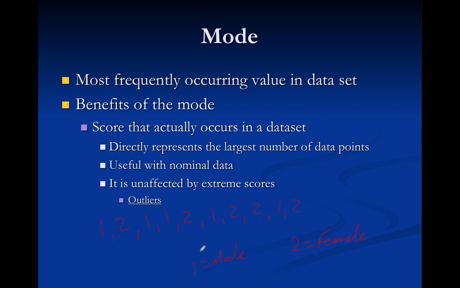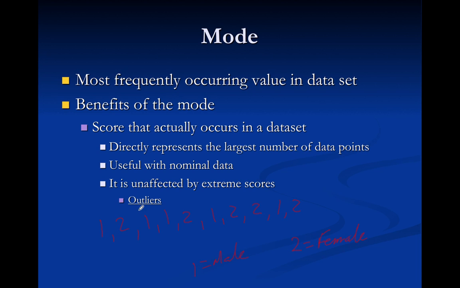Okay? So if 1 equaled male and 2 equaled female, and you want to know which gender occurred more frequently in my data, the male category or the female category? Well, the mode would be very, very useful for that kind of data. So here, what can you do? Well, look at how many numbers actually occur.